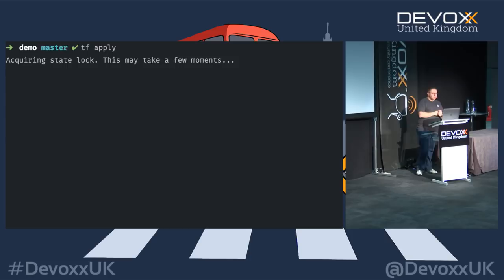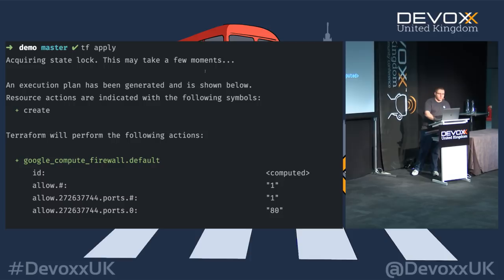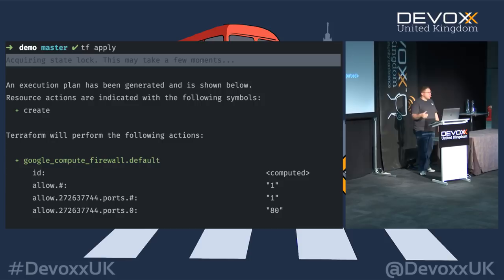You'll notice that it does this thing at the top. It acquires the state lock, the very first thing it took. This prevents multiple people from running Terraform simultaneously. If you imagine two people are running Terraform at the same time, they might conflict, right? They may be modifying the same resources. This could get in a bad state. So right now, I've acquired this kind of mutually exclusive lock on the state.